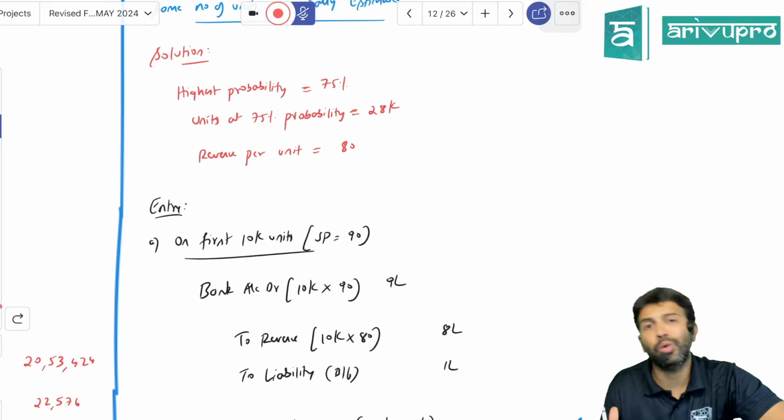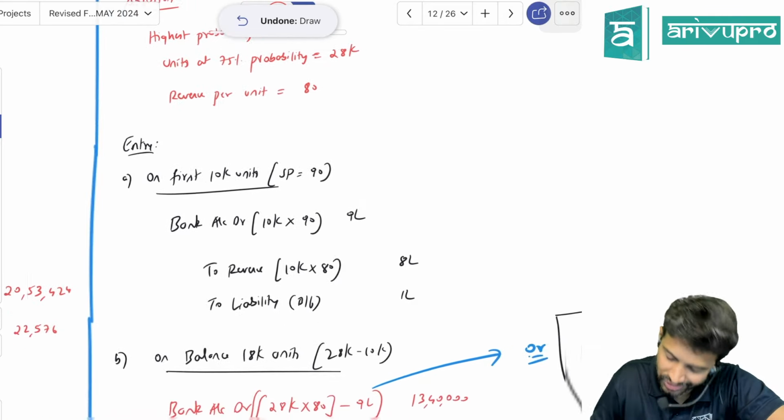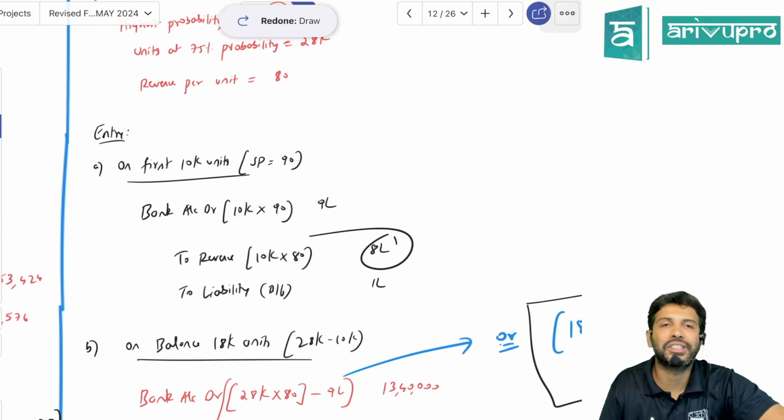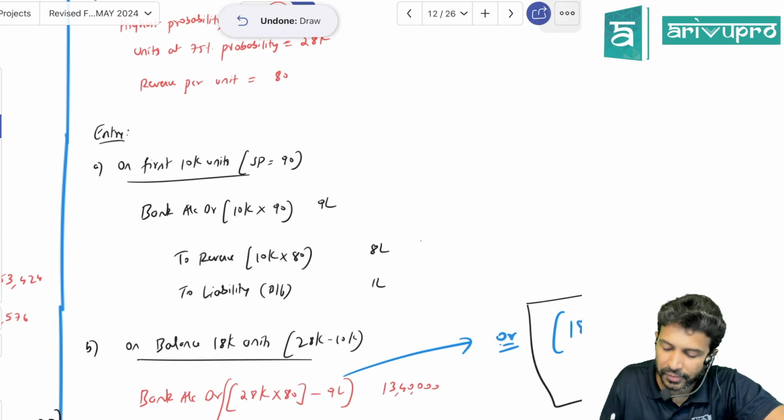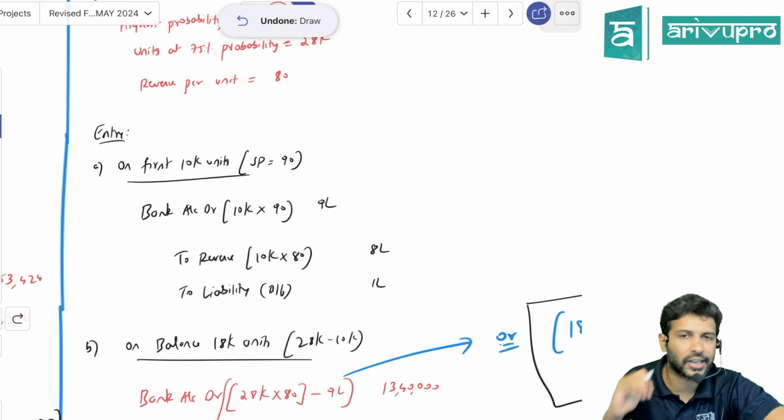So can you book the revenue? Yes, but revenue will be booked at 80 per unit, because of the most likely amount basis. So revenue 10,000 into 80, which is 8 lakh. The customer paid us 9, but we are recognizing revenue only to the extent of 8. The balance 1 lakh is a liability. We'll book it as a balancing figure liability and adjust that liability later.